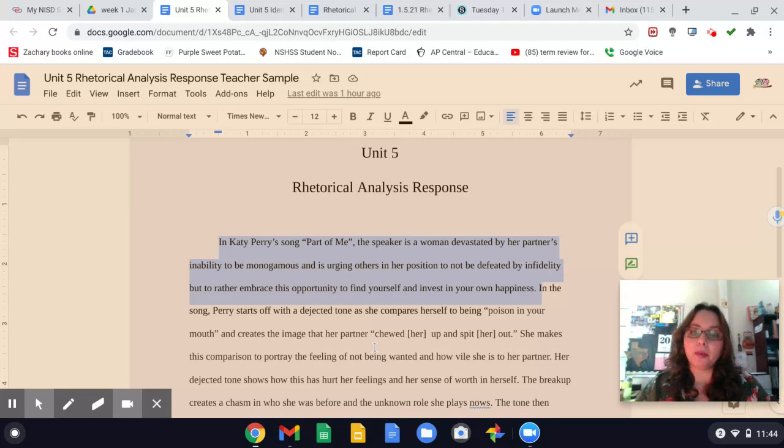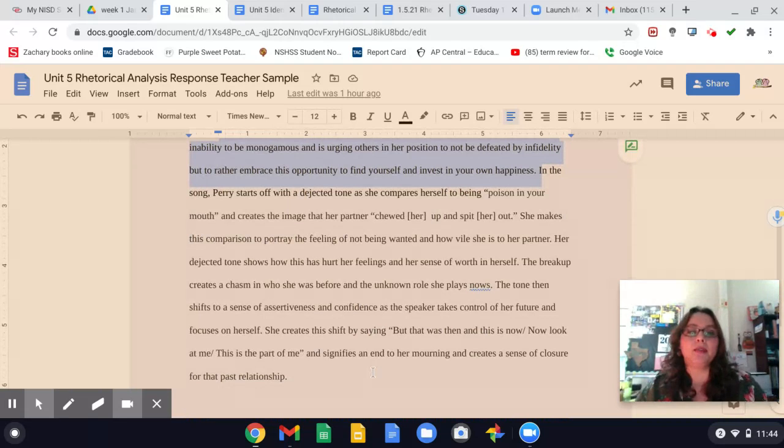In Katy Perry's song Part of Me, the speaker is a woman devastated by her partner's inability to be monogamous and is urging others in her position to not be defeated by infidelity, but to rather embrace this opportunity to find yourself and invest in your own happiness. Okay? That's the purpose of the song Part of Me.